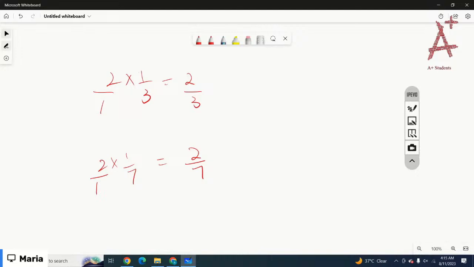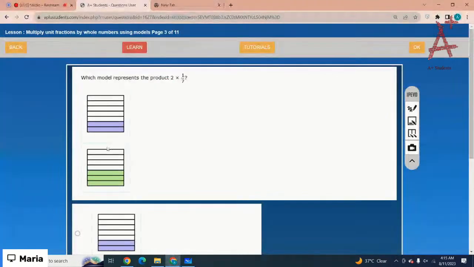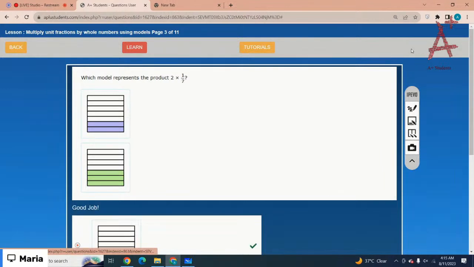So that means you have to select the one that has 7 portions and 2 of them are colored. So you can see 1, 2, 3, 4, 5, 6, 7. That is the correct one, right? You have two options. Either this one, 7 portions and 2 of them are colored, or you have two shapes and for both you have 7 portions and only one is colored, like you did two questions before this one, right?